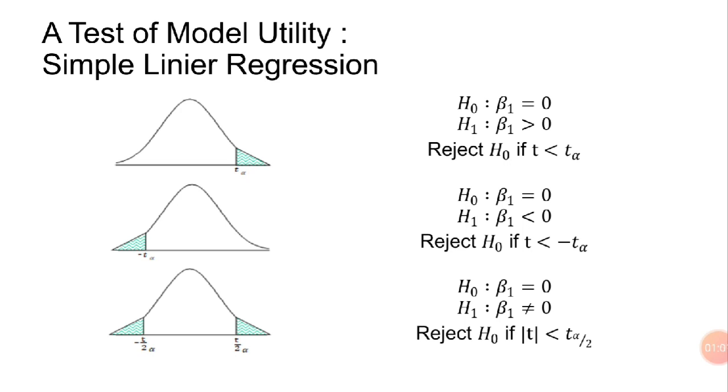So reject the null hypothesis if t is less than minus t alpha. Next, the null hypothesis is b1 equal to 0 and the alternative hypothesis is b1 not equal to 0. So it means it is two-sided, and reject the null hypothesis if the absolute value of t is greater than t alpha per 2.